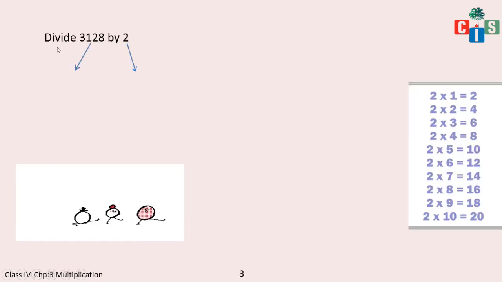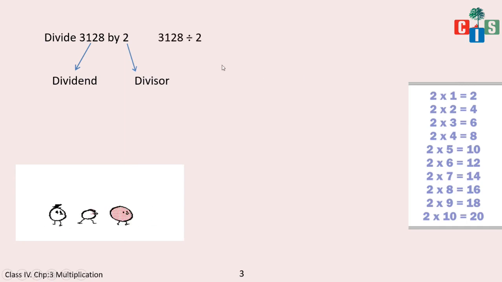Now I have taken a sum that says divide 3128 by 2. So 3128 is the dividend and 2 is the divisor. First of all, to divide, I should know the table of 2, and here I have the table of 2 written already. Now we will write 2 inside. Is it inside or outside? Where should I write 2? 2 I should write outside.